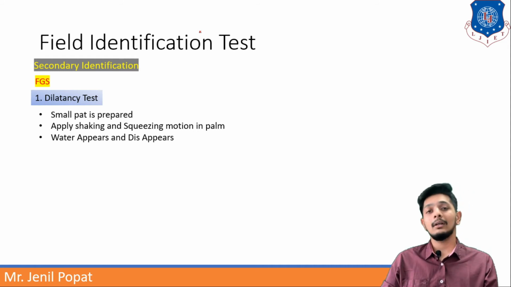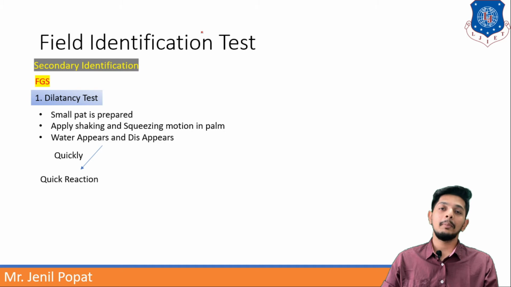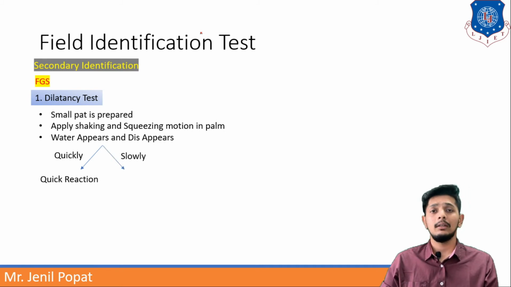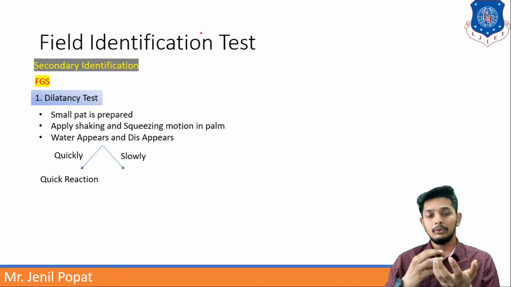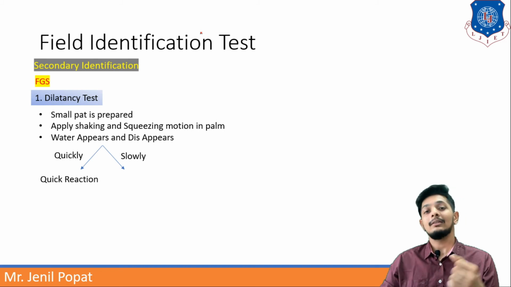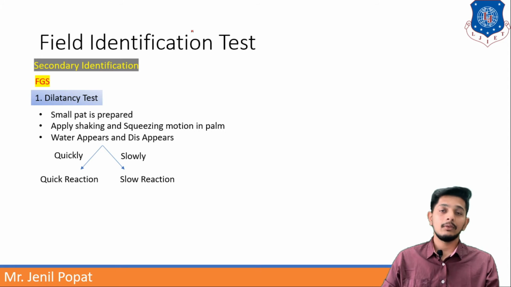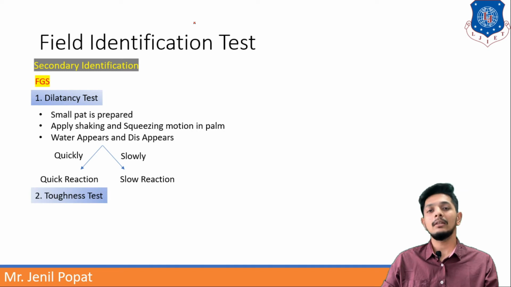If the water appears and again disappears quickly, it will be a quick reaction. And if it happens slowly, for example, if you open your palm and see that water comes out and after 1 or 2 minutes it disappears, then it is a slow process and it is known as slow reaction. From quick reaction and slow reaction, you can classify the type of soil.